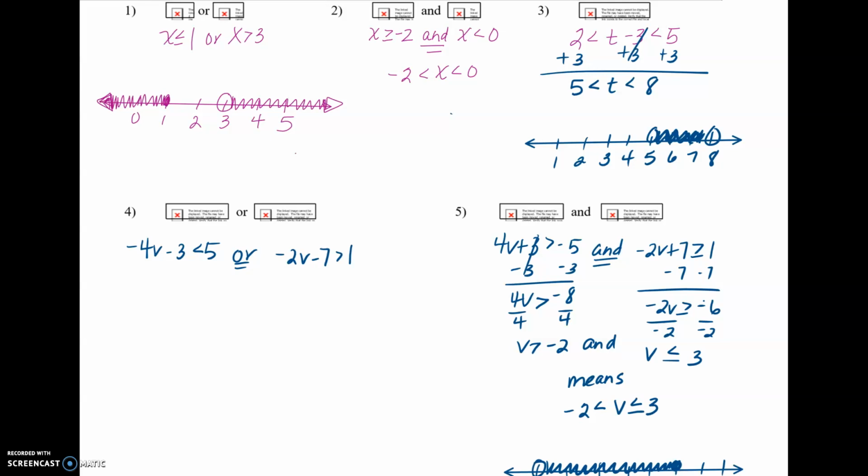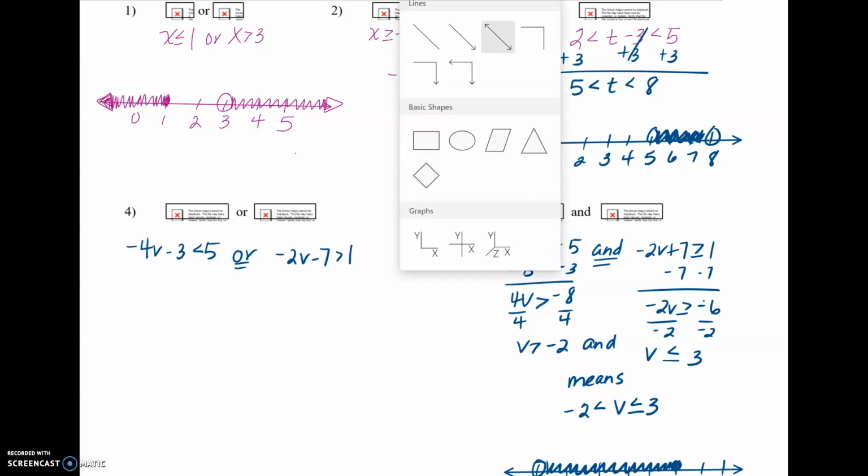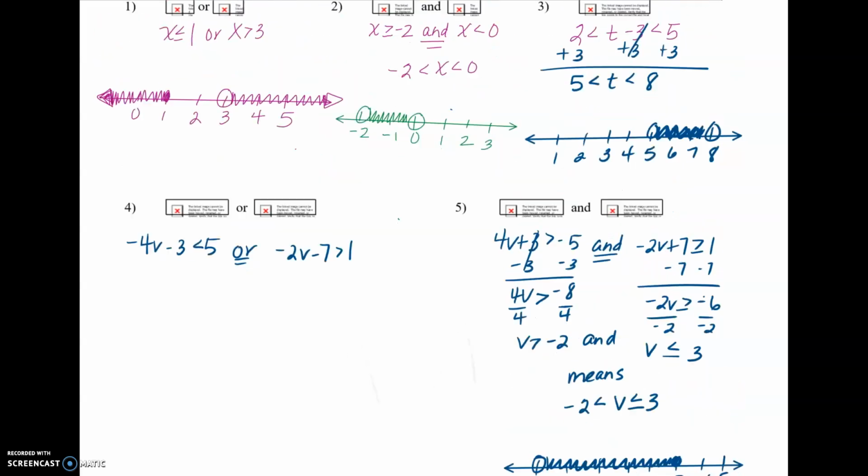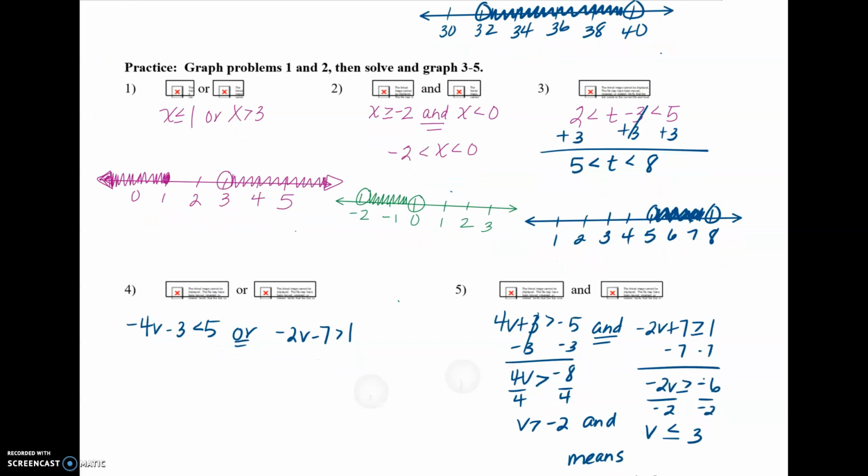Okay, so let's see how you did when you solved and graphed some of these inequalities. For number 2, it looks like the graph has -2, -1, 0, 1, 2, 3, with an open circle on -2 and an open circle on 0. It's a conjunction, so it's graphing in between the two of them. Let's go on to number 4.